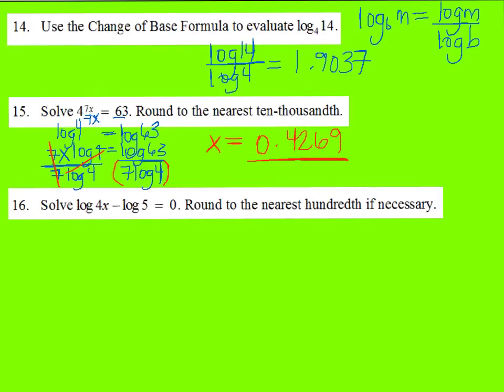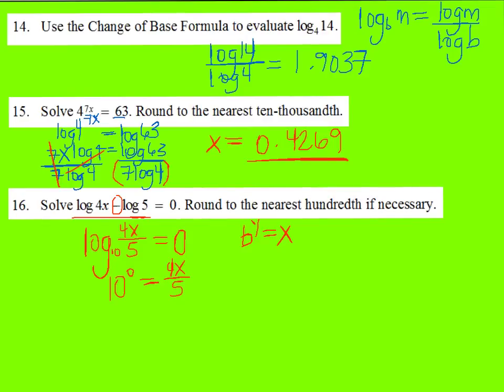Alright, now number 16. It says solve, and we want to round to the nearest 100th if necessary. Alright, whenever we're solving, we want just one log on each side. So I'm going to combine these two logs. We have this minus sign here, and that indicates division. So I have log of 4x divided by 5 is equal to 0. Now we don't have a base here, so we know our base is automatically 10. And here I'm going to change to my exponential form. So changing forms, I get 10 to the power of 0 is equal to 4x over 5.